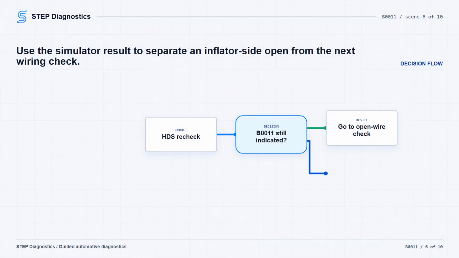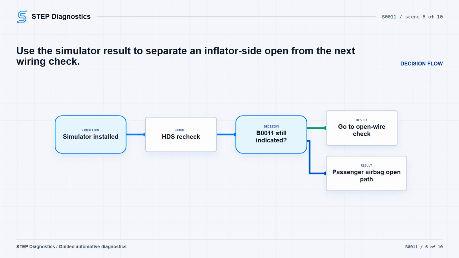Reconnect the negative cable to the 12-volt battery. Clear the DTCs with the HDS. Turn the vehicle to the ON mode. Wait for 10 seconds and check for DTCs again. If B0011 is still indicated, keep going to the open wire check.